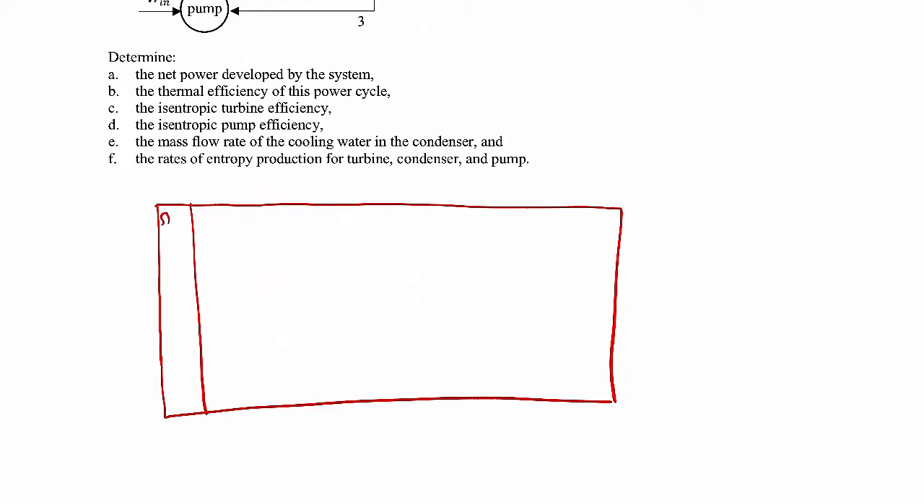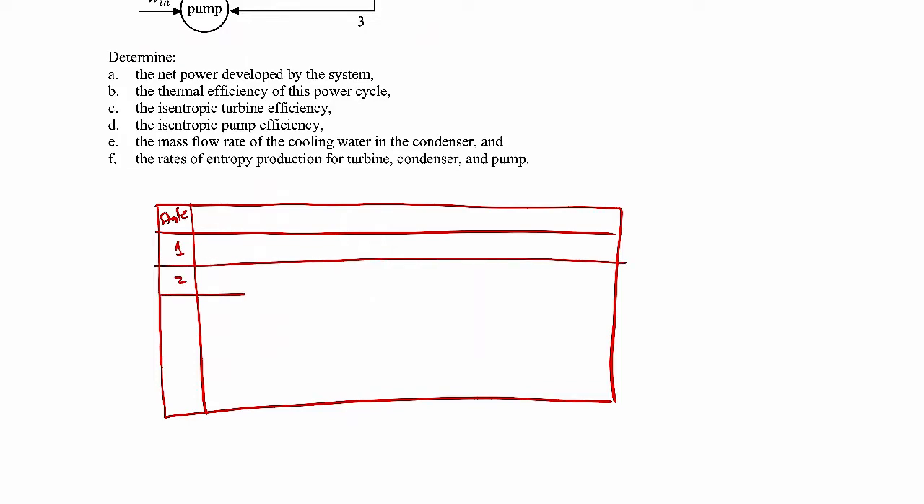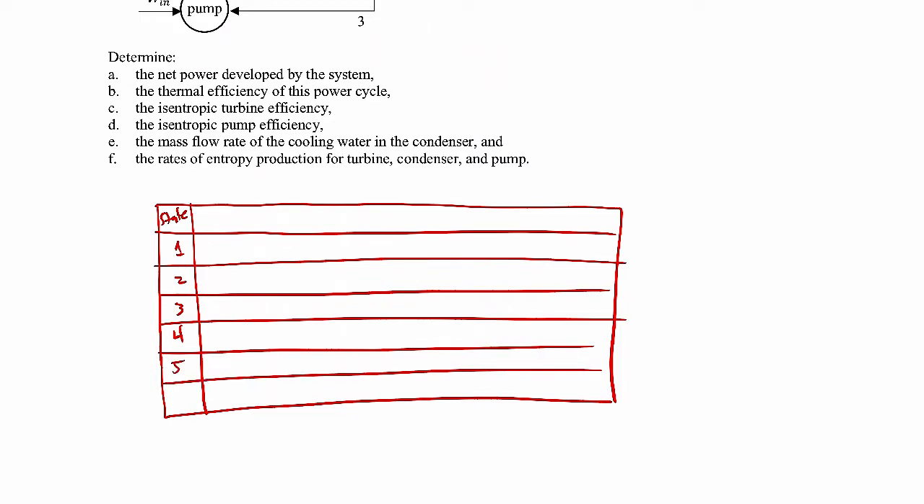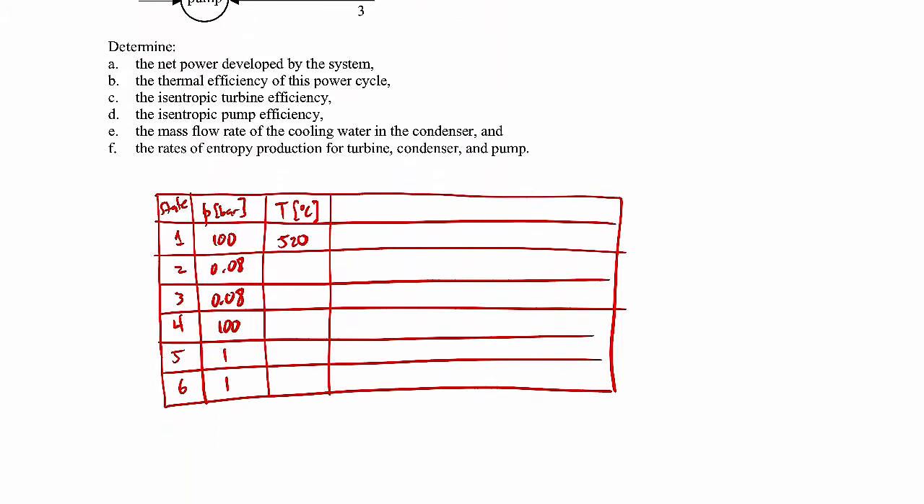So here's the state. We have state 1, state 2, 3, 4, 5, and 6. Pressure, this is in bar absolute. So we're told it's 100, 0.08, 0.08, 100, 1 and 1. Temperatures, these are in degrees Celsius. So 520, 43, 20, and 35.